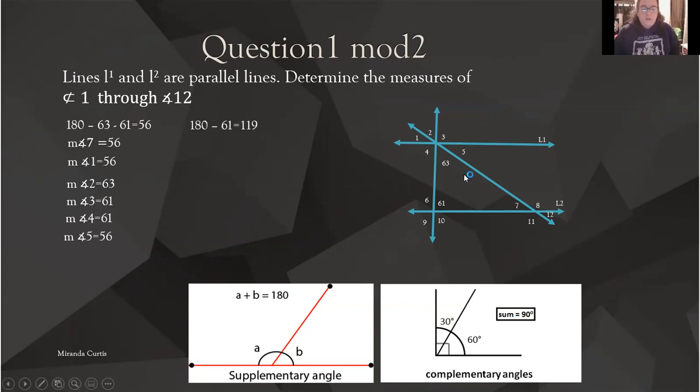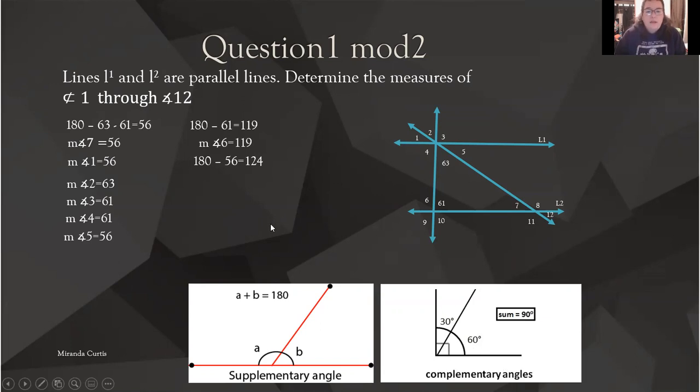Okay, now we're going to come over here to angle 6. And angle 6 is a supplementary angle. Supplementary angle means it's got to equal 180. It's a straight line. So for 6, we're going to do 180 minus 61, which is 119. That's supplementary. Okay, it's 119. A complementary angle equals 90. We have a couple of those, but we're really talking about supplementary angles for this angle and the next angle.